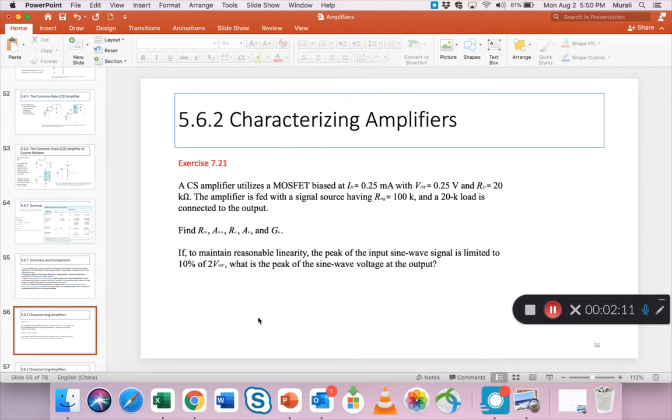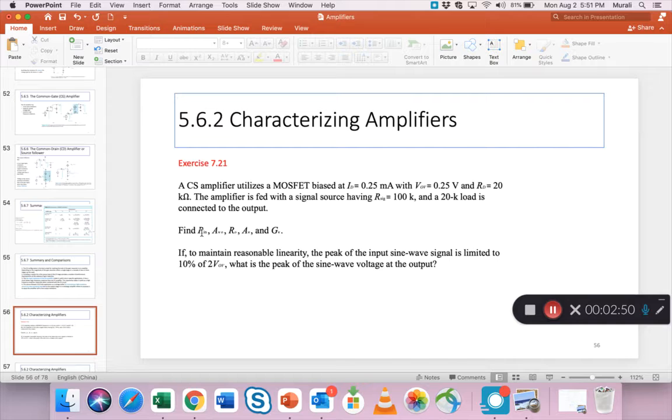Okay, so we are talking about a CS amplifier here, a very basic question on a CS amplifier. It uses a MOSFET biased at ID equals 0.25 milliamps, and the overdrive voltage VOV is given to be 0.25, and the drain resistance is given to be 20 kilo ohms. The amplifier is fed with a signal source which has 100K resistance of its own, and there is a load RL of 20K. So all the values necessary are given to plug into the formula and solve it. It should be pretty straightforward.